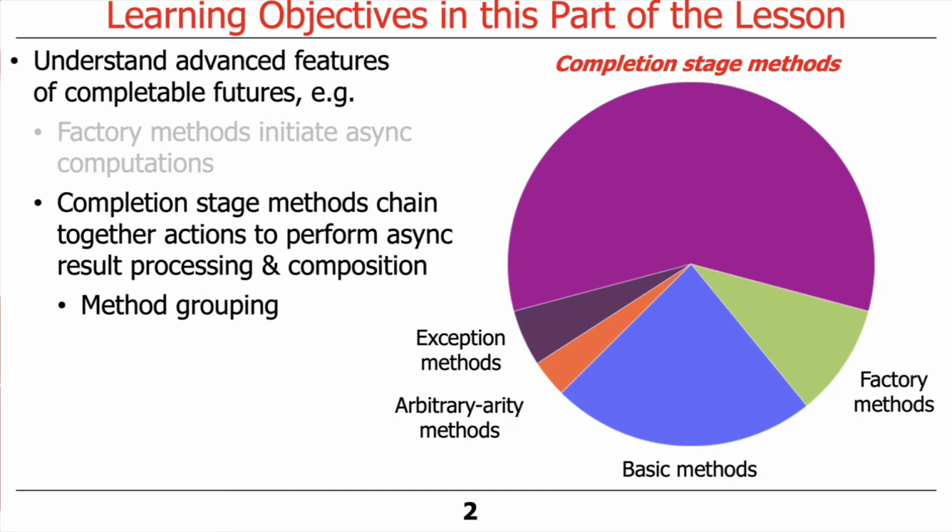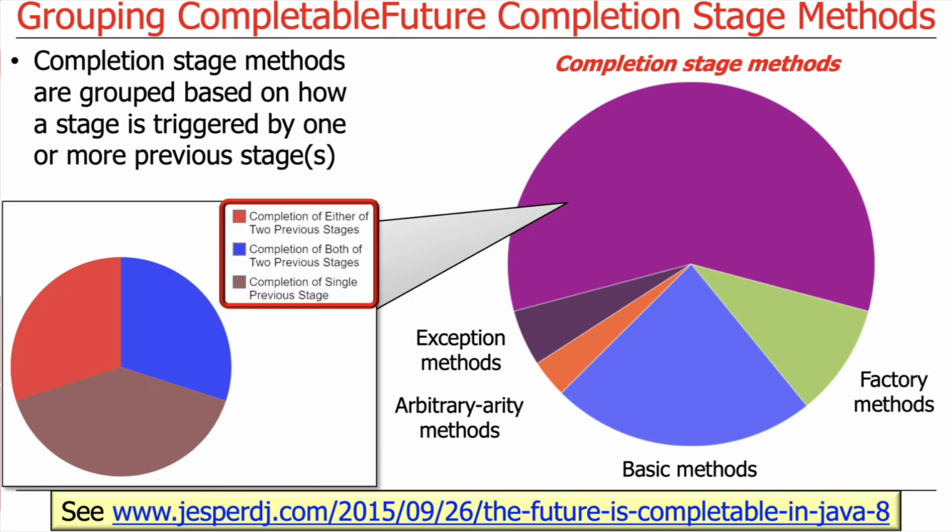Now, as you can see here, completion stage methods make up roughly 2/3 of the total number of methods that are part of the CompletableFuture API, and so it helps to winnow down a bit to see the forest for the trees here.